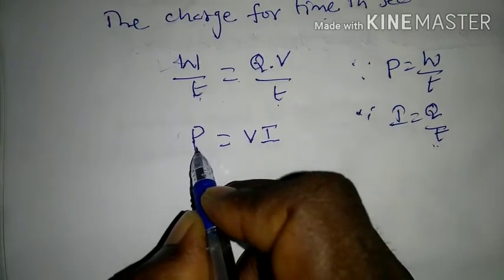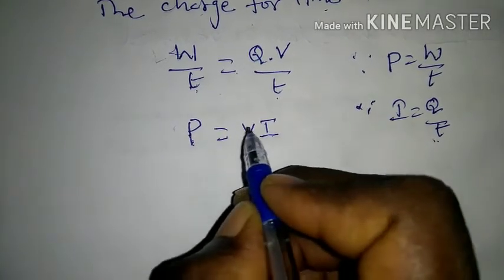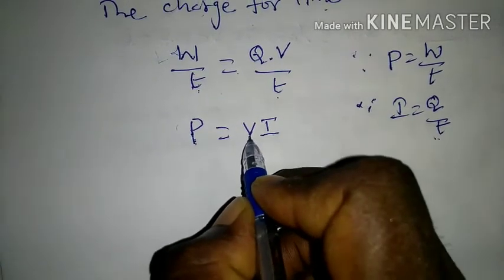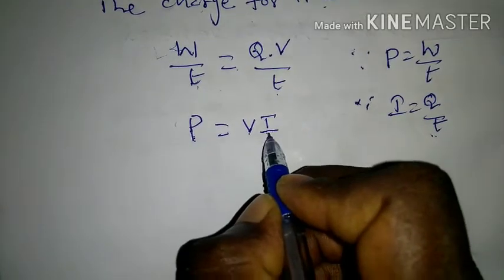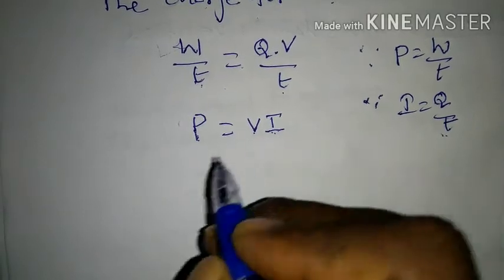P means electric power. What is meant by electric power? The product of potential difference and electric current is called electric power. P is equal to V into I.